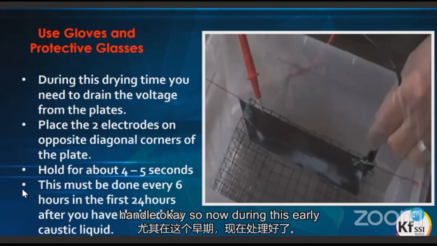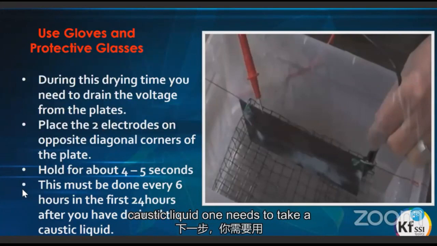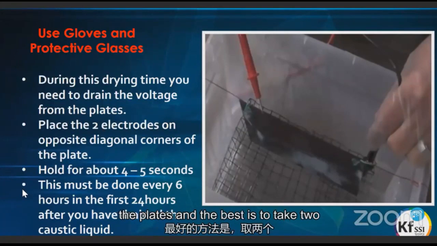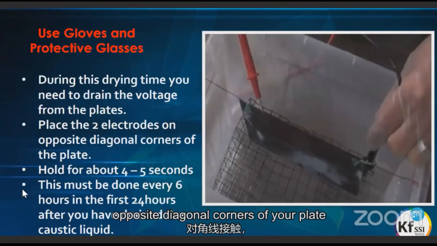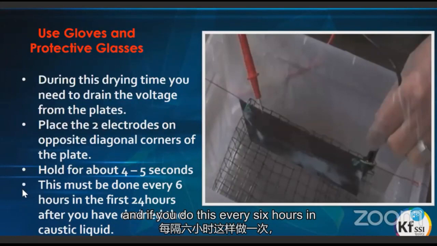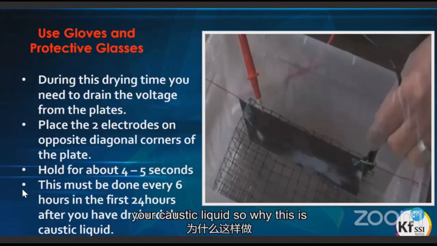Okay, so now during this early stage, once you've drained out your caustic liquid, one needs to take a multimeter and drain the voltage from the plate. And the best is to take two of your electrodes and do it on opposite diagonal corners of your plate. You just hold for a couple of seconds, and you do this every 6 hours in your first 24 hours after you've drained your caustic liquid.